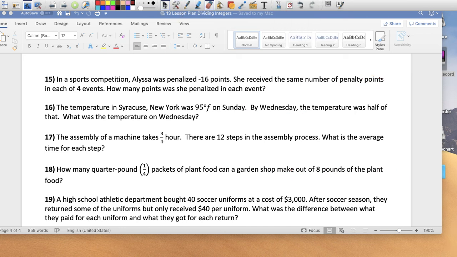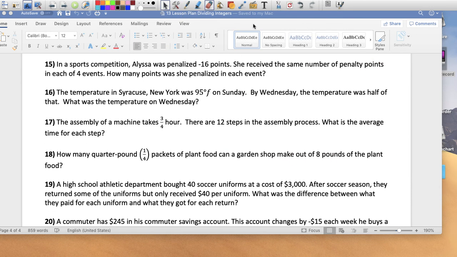How many quarter-pound packets of plant food can the garden shop make out of 8 pounds? Okay, so you have 8 pounds. You want to divide this by quarter pounds, right? So 8. Let me put that as a fraction. Times 4 over 1. Right? We're going to multiply by the reciprocal, and we can make 32 packets of plant food.